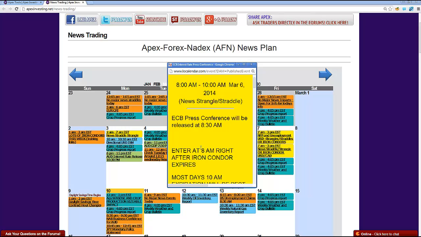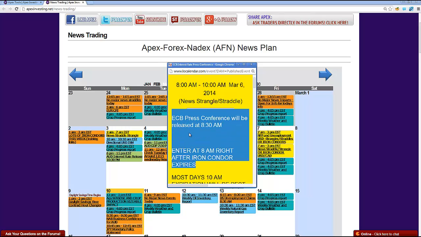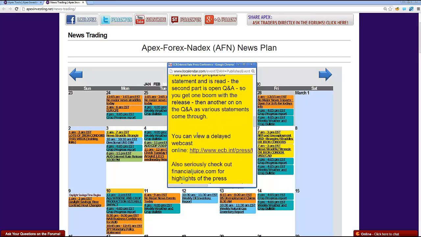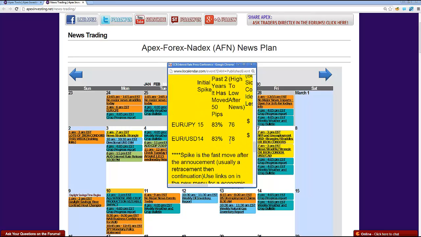Between 6 and 8 a.m. And then I said, hey, straddle this one. Straddle the press conference, because this thing's going to explode. And it did. It moved 100 pips. So we said it would basically move about that far. What did we say? It was 78 pips. I guess it probably went 83. I'd have to go back and look at it.